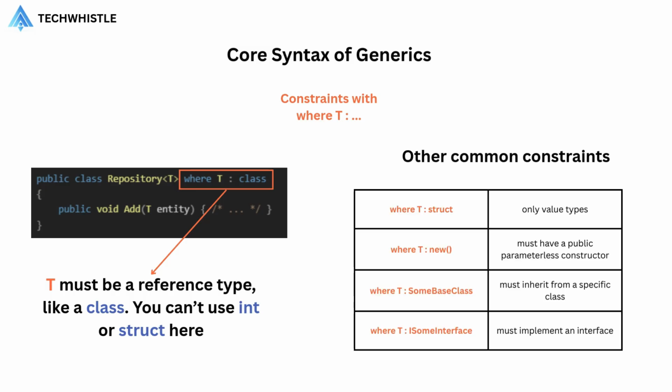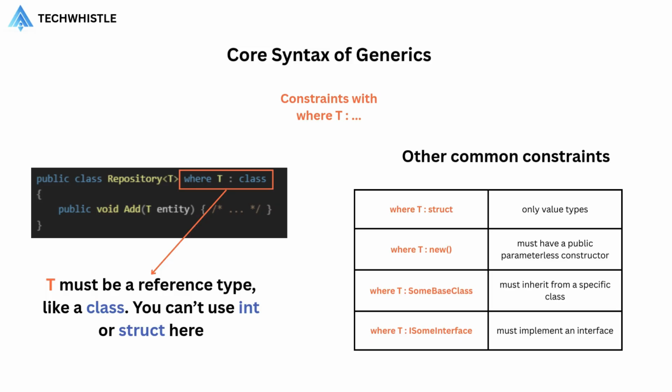Other common constraints are where T : struct, only value types. Where T : new(), must have a public parameterless constructor. Where T : SomeBaseClass, must inherit from a specific class. Where T : ISomeInterface, must implement an interface. You can even combine them.